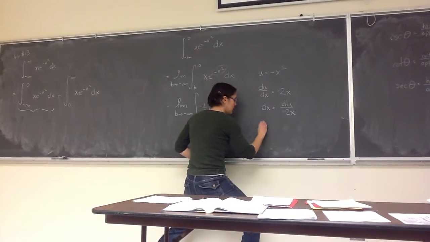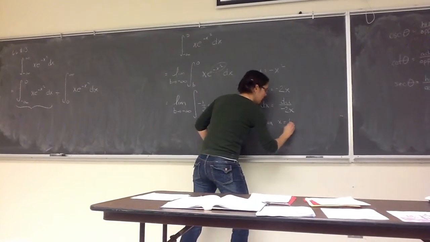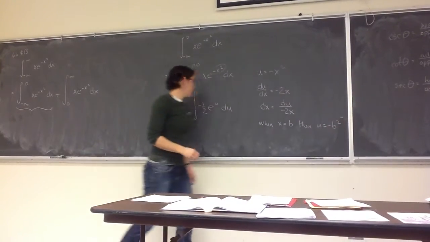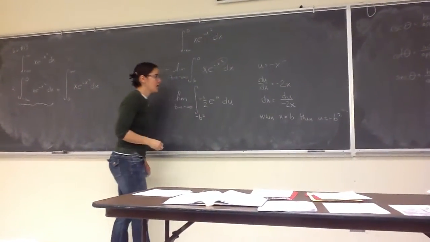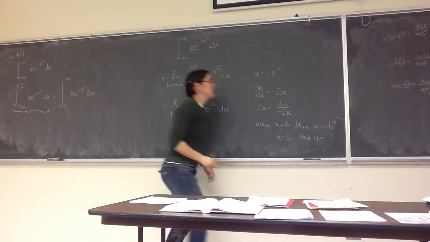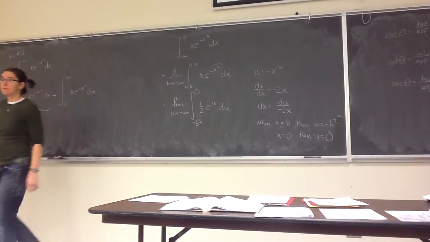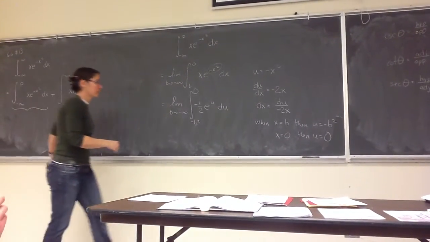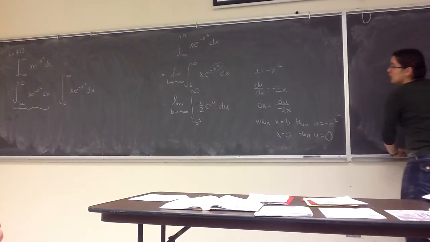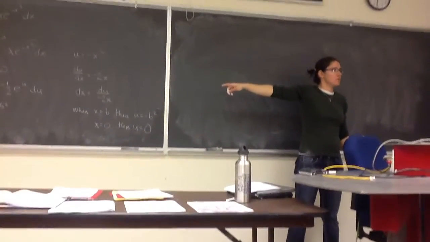So when x is equal to b, then u is equal to negative b squared. And when x is equal to 0, then u is equal to negative 0 squared, which is 0. So our top boundary actually stays exactly the same. Okay, any questions about changing the boundaries or changing our integrand to all in terms of u's?